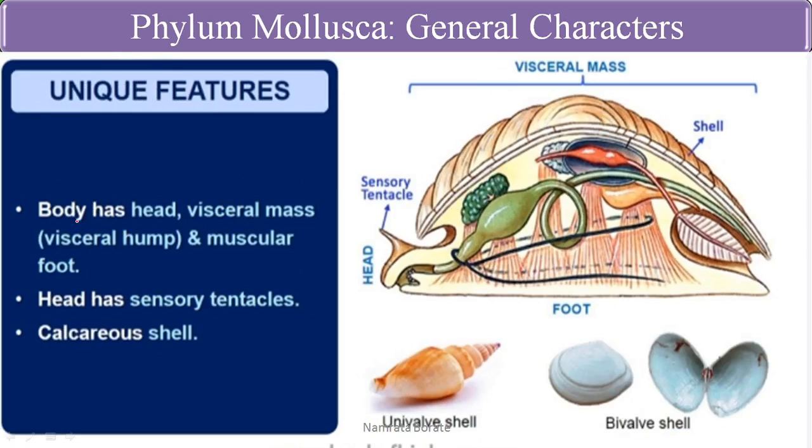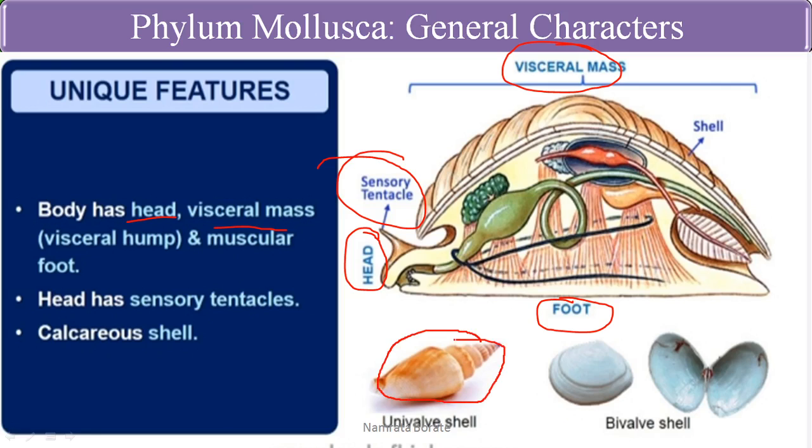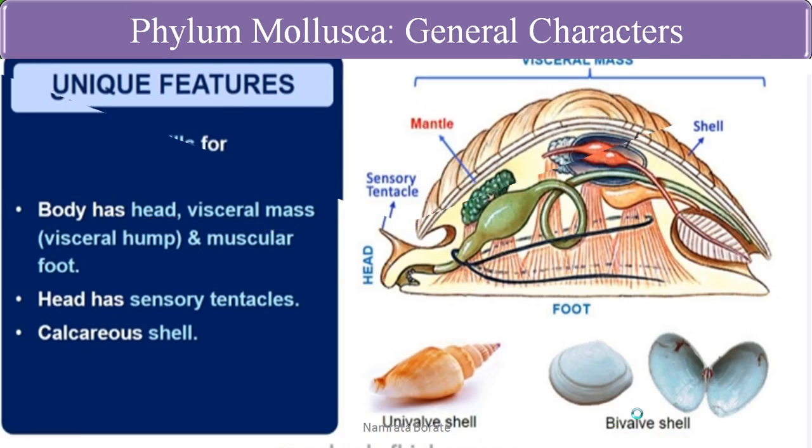About the special characteristics, the body has a head, a visceral mass, and a muscular foot. These three distinct parts are present in the body of the organism. The head has sensory tentacles, and on the visceral mass there is a calcareous shell. The shell is of two types: the first is a univalve shell and the second is a bivalve shell.